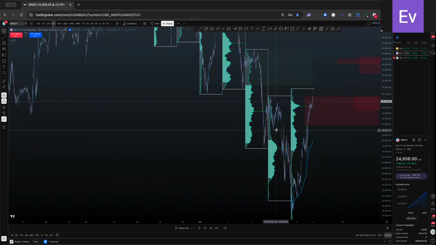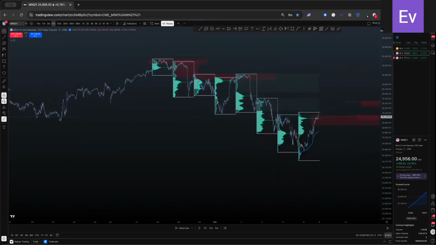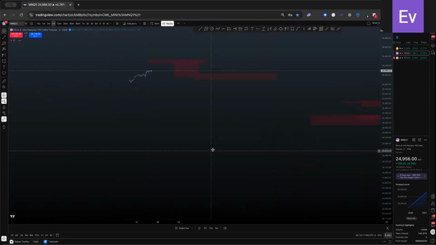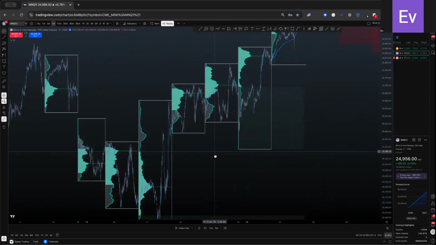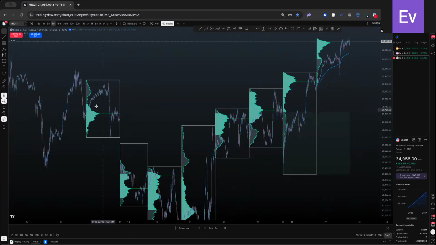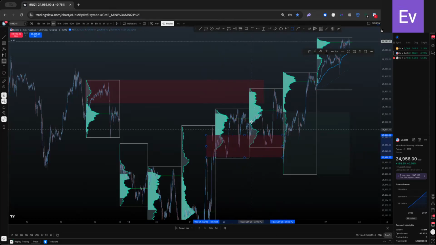Okay, let's keep testing, right? You can just keep doing this. So here we have an untested level, right? This one was never tested. It was just left. Okay, and we can see how that profile comes, tests that level, and then drops into what? This previous day's value area low level. Okay, and then this one gets tested by the next profile, right?